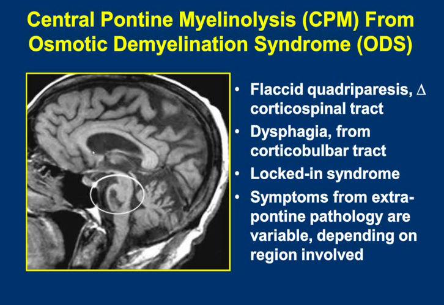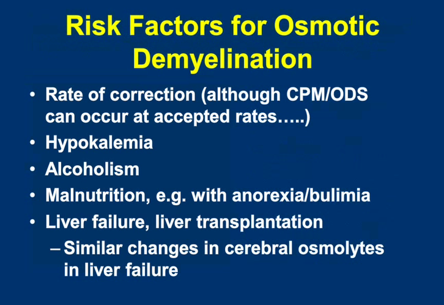And many of them, maybe 30% or so, will also have extrapontine pathology, which can give you things as varied as a Parkinsonian syndrome. That's usually in the setting of associated pontine myelinolysis, but occasionally is seen in the absence of pontine myelinolysis. So now we've switched to this other term of calling these patients suffering from osmotic demyelination.